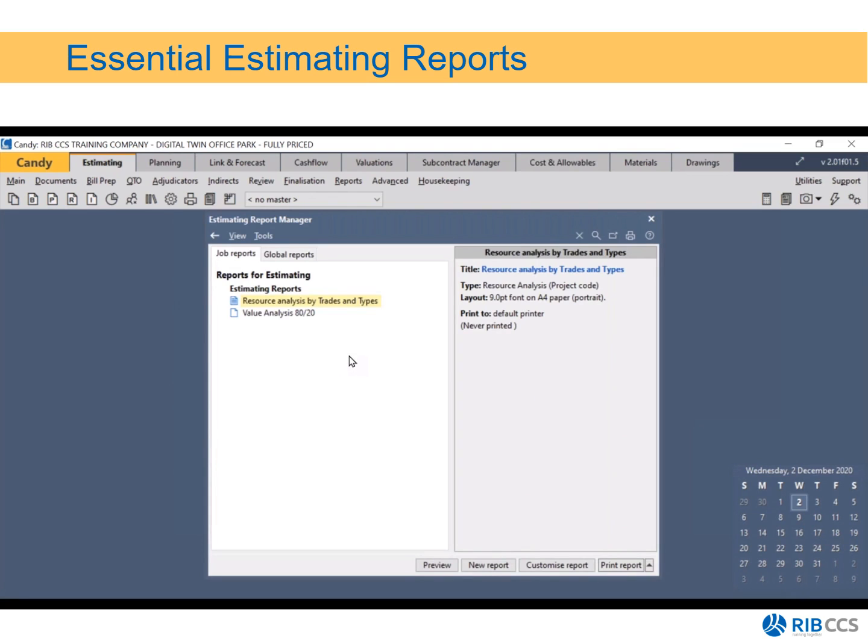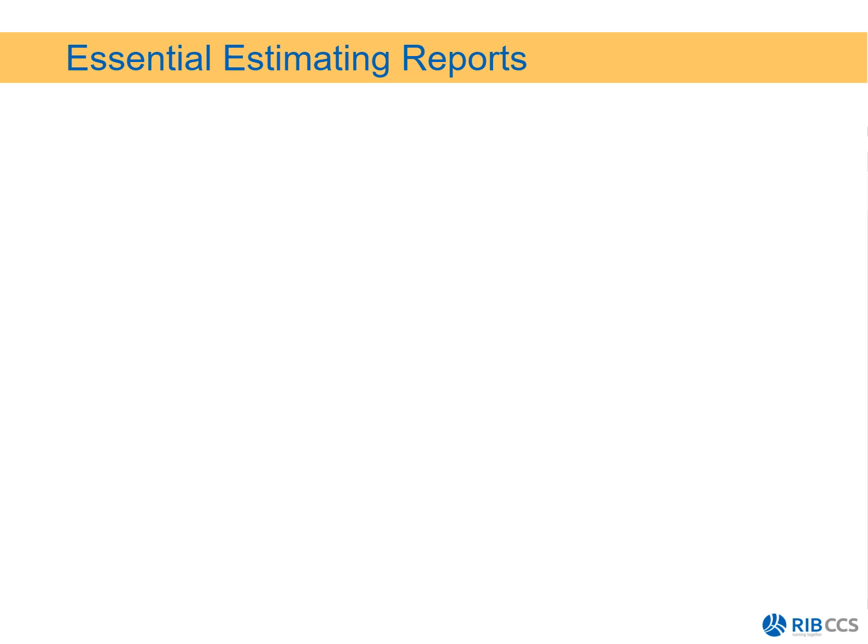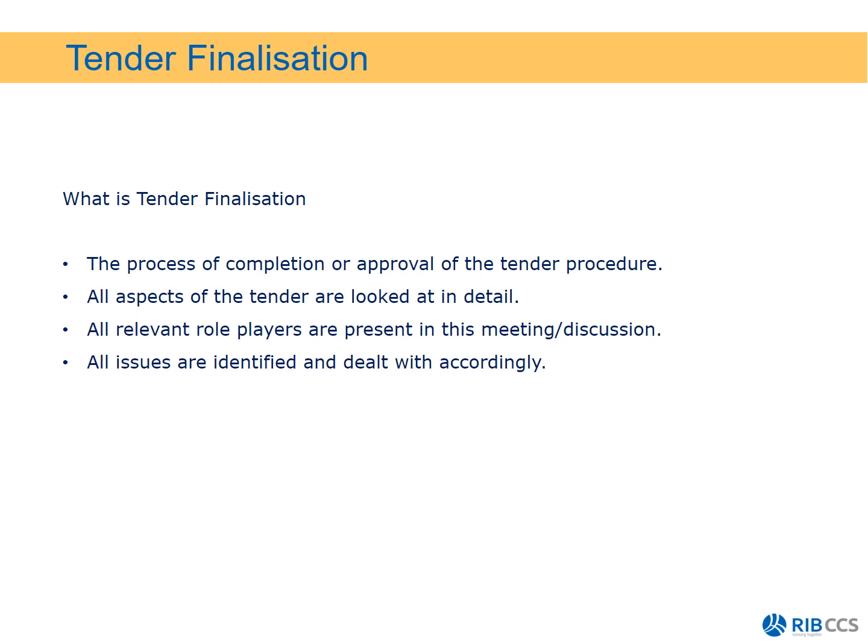Now that we've priced the job, we are going to look at tender finalization. How do we finalize a tender within Candy? So what is a tender finalization? The tender process is the process of completion or approval of the tender procedure. So all aspects of the tender are looked at in detail, and then all the relevant role players are present in the meeting or discussion, and all details or issues are identified and dealt with accordingly.